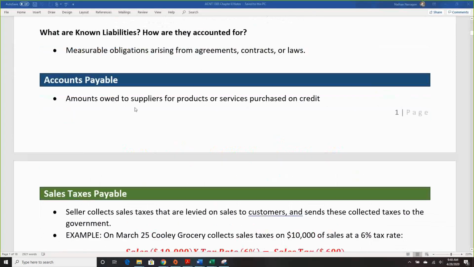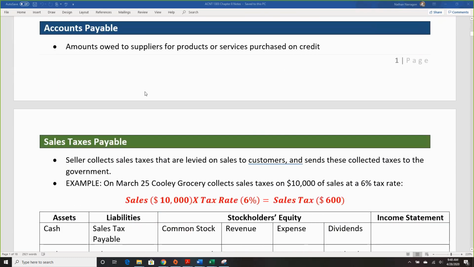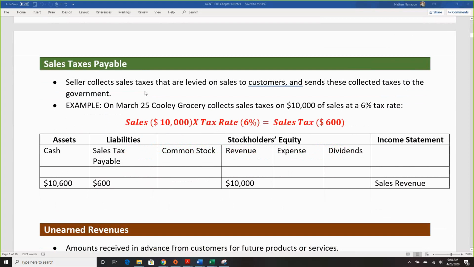So we already know accounts payable. That's what we usually owe to suppliers and services purchased on credit. We're not going back over that one. We beat that so bad during this course. Our target is the brand new ones.